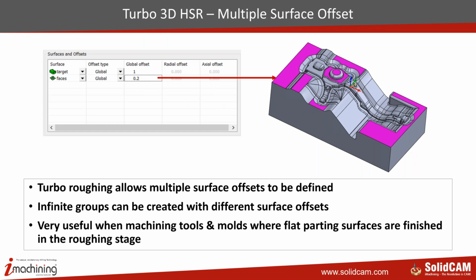This will be very useful for people, as I mentioned, who are doing the die mold. You would like to keep a different offset for the parting area and a different offset for the component area. Now it is very easy. You can pick different sets of surfaces, define different offsets, and generate the toolpath.